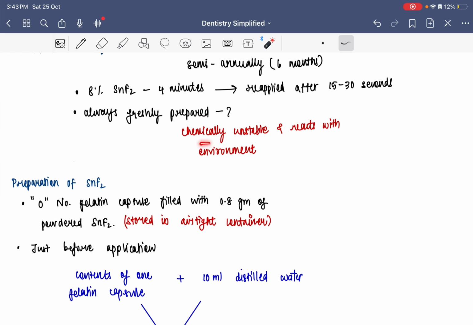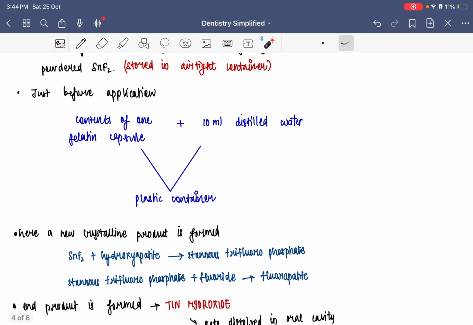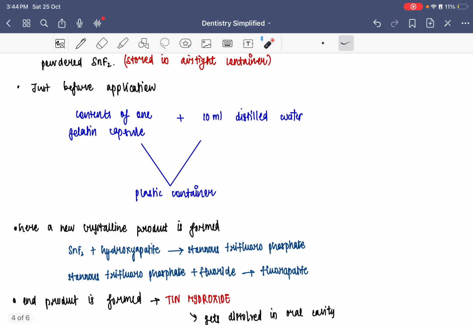It is always freshly prepared. Why? Because it is chemically unstable and it can easily react with the environment. That's why we prepare it once the patient sits on the dental chair. How do you prepare it? A number 0 gelatin capsule is taken and filled with 0.8 grams of powdered stannous fluoride, and this is stored in an airtight container. Just before we apply it on the patient, we will prepare it.